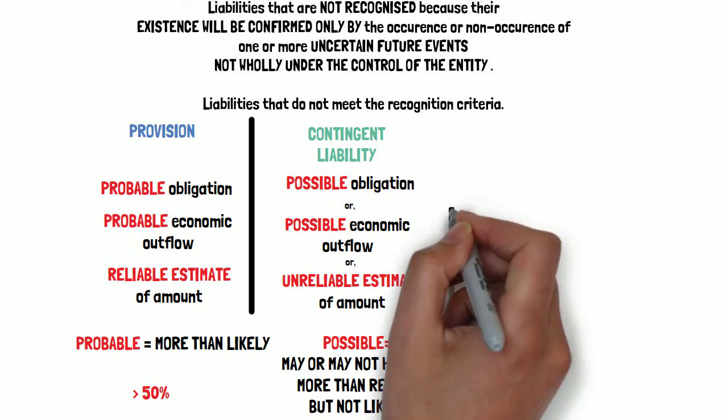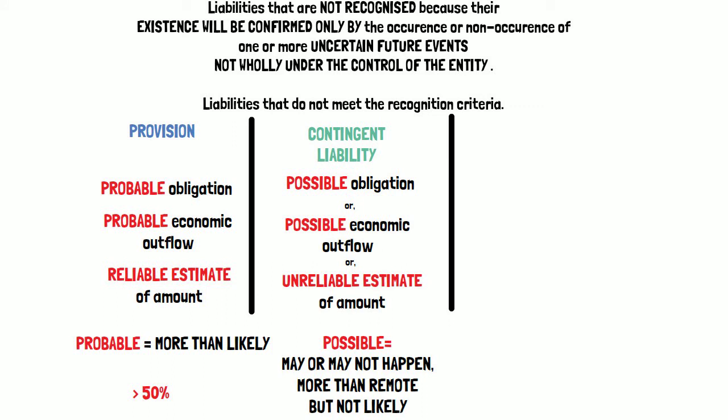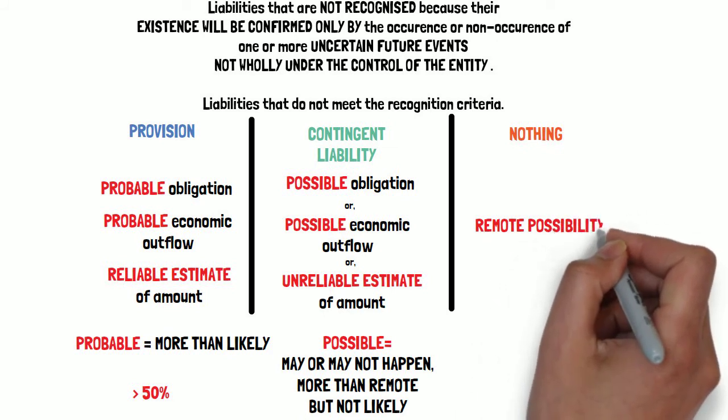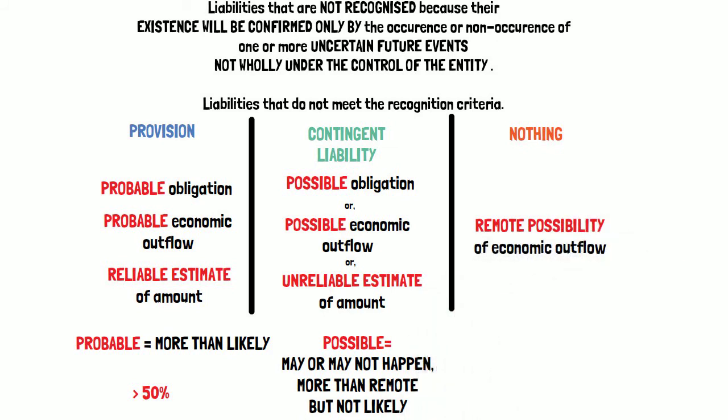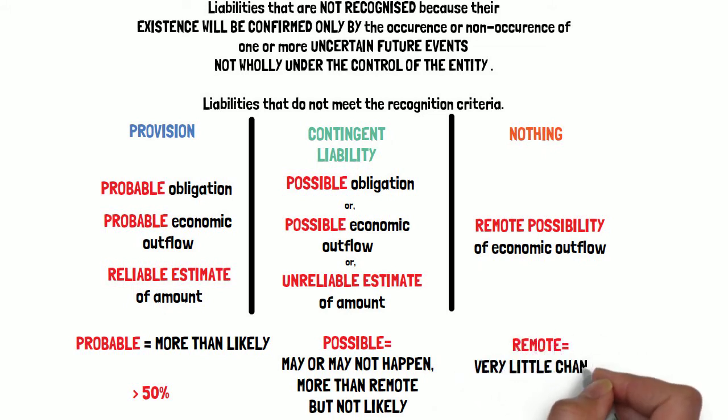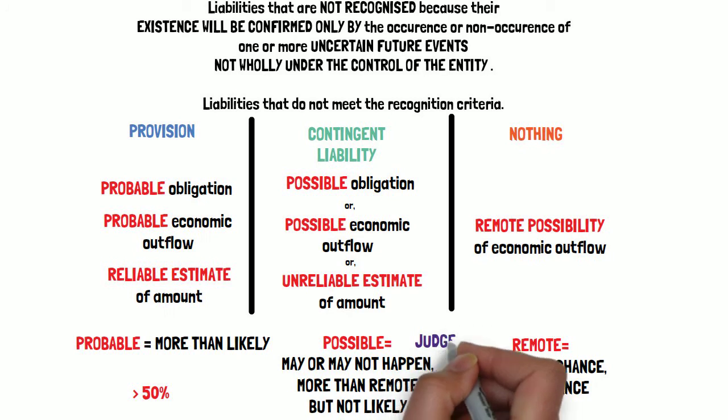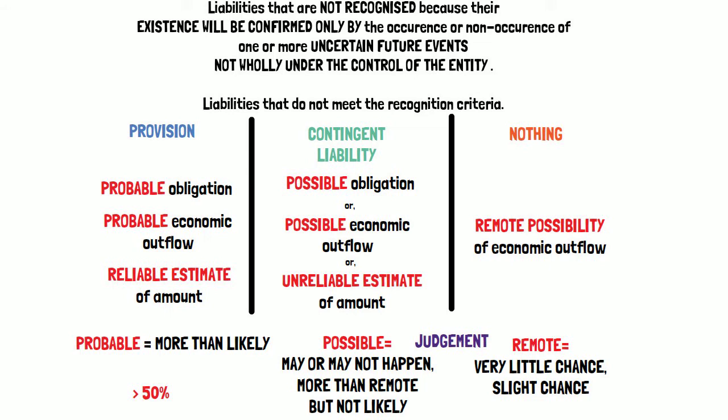Now, the only time where a liability isn't going to be a provision or a contingent liability or recognized elsewhere is where there is a remote possibility of economic outflow, where the possibility of an economic outflow is so low that we don't even consider it occurring. It's such very little chance, such slight chance of occurring. In that case, it's not recognized at all. Now, the consideration of whether something is possible or probable or remote requires judgment. That judgment needs to be documented properly.